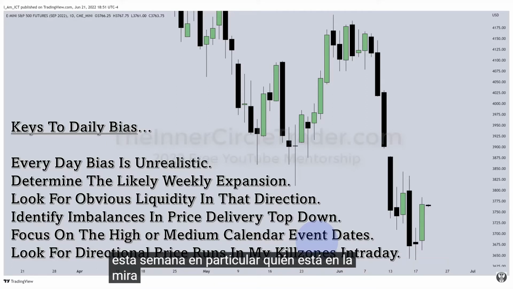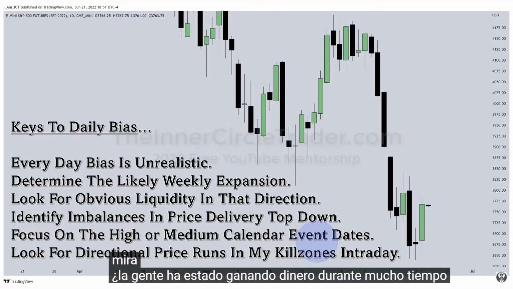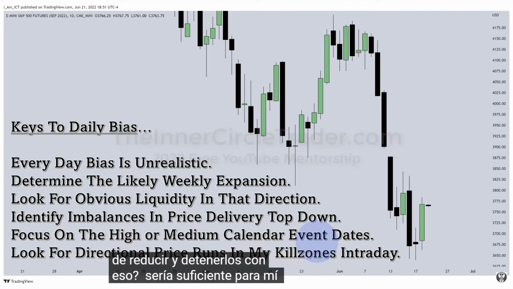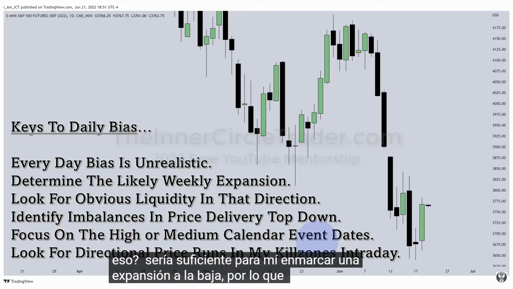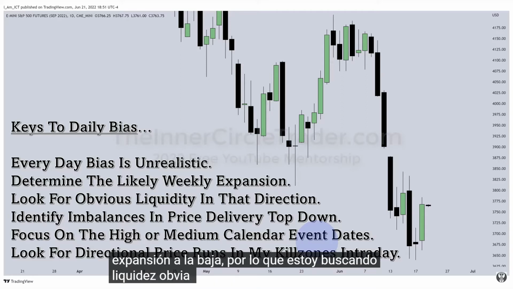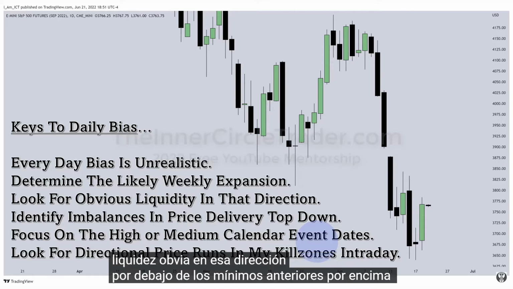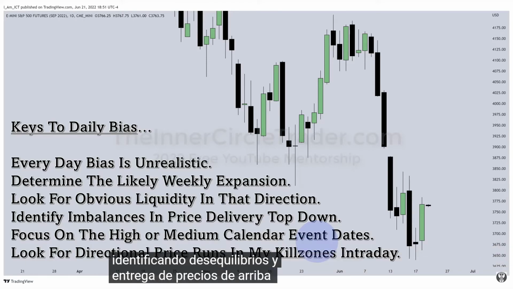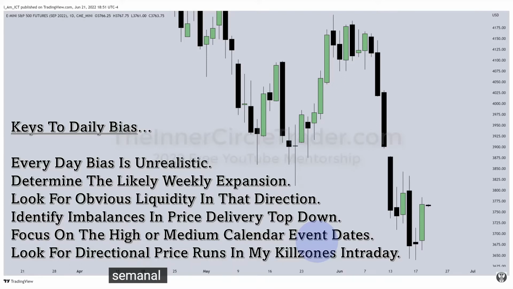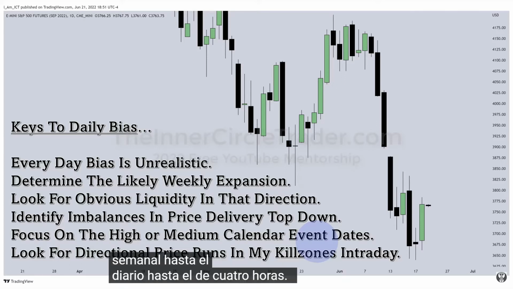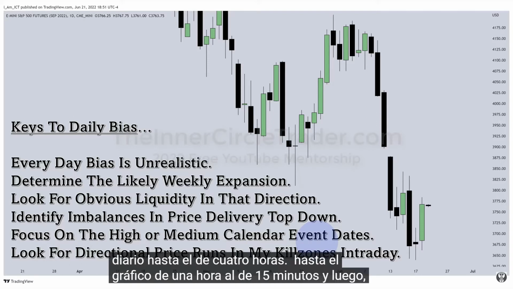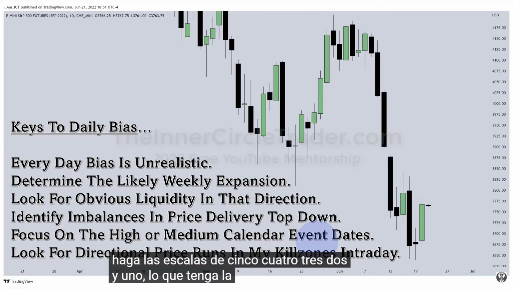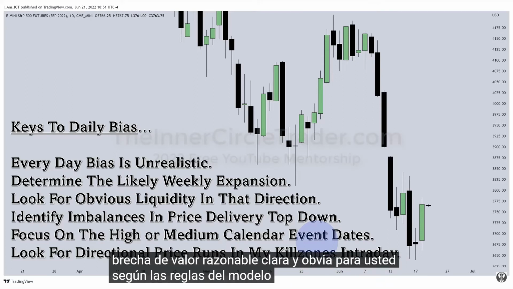Who's in the crosshairs? Have people been making money going long? Is there a low that they're going to try to run down and stop them out with it? That will be enough for me to frame an expansion going lower. So I'm looking for obvious liquidity in that direction. Below old lows, above old highs, or identifying imbalances in price delivery top down. That means from the weekly down to the daily, down to the 4 hour, down to the 1 hour, to the 15-minute chart. And then once we get to the 5-minute chart, you do the scalings from 5, 4, 3, 2, and 1, whichever has the clear, obvious fair value gap for you based on the model's rules.